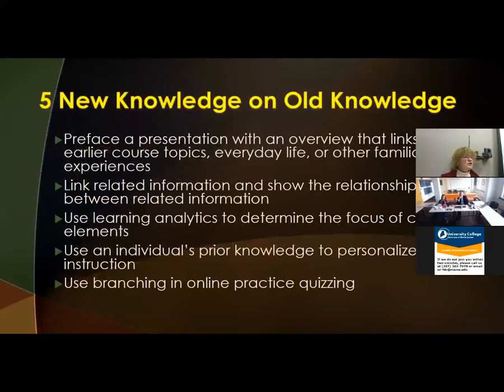Okay, the final strategy that Miller has for us is taking new knowledge and associating it with old knowledge. So this really is finding out what the students already know. Oftentimes we assume they should have these skills down or they should know this information, and that may not be true. So it's very important to find out what their background is with a particular topic, and also to relate this to everyday experiences, to make those associations for your students.